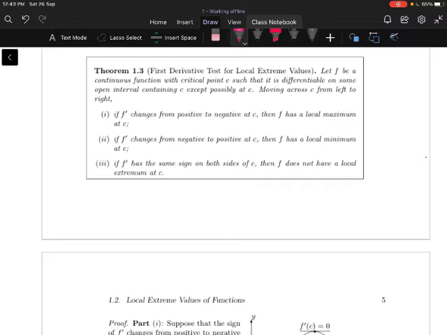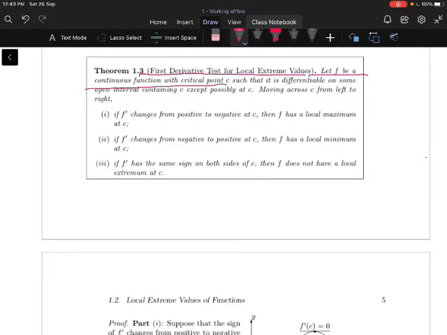Let us move to the theorem. The first derivative test for local extreme values. By using the derivative of the function f, we can find out the local extreme values. It means we can find the local maximum value and local minimum value of the function f here. Let us move to the statement of the theorem.